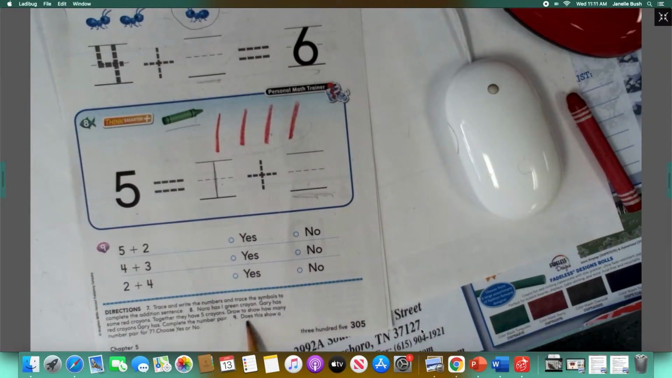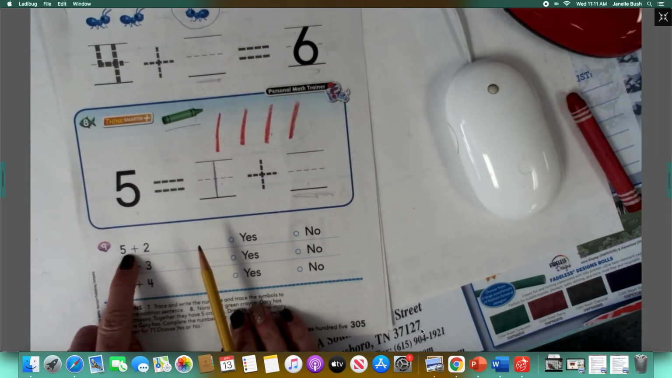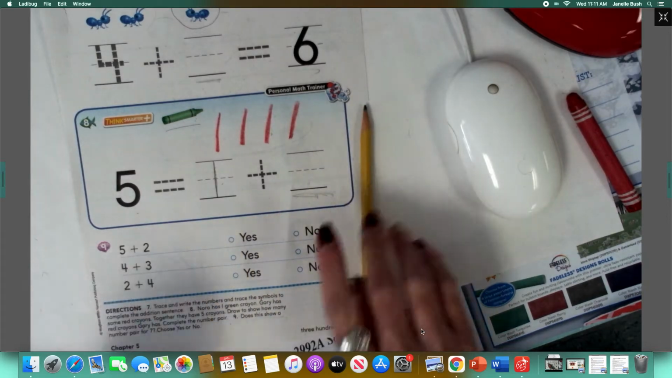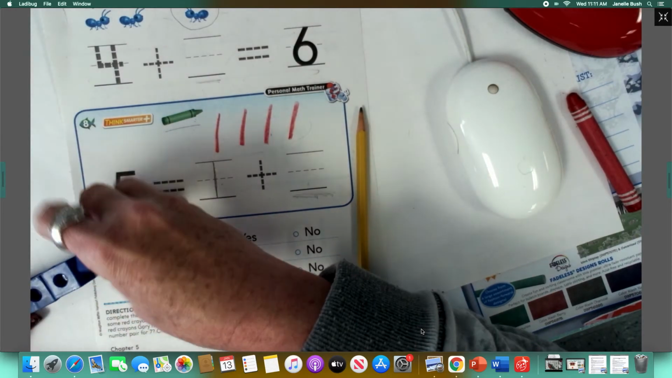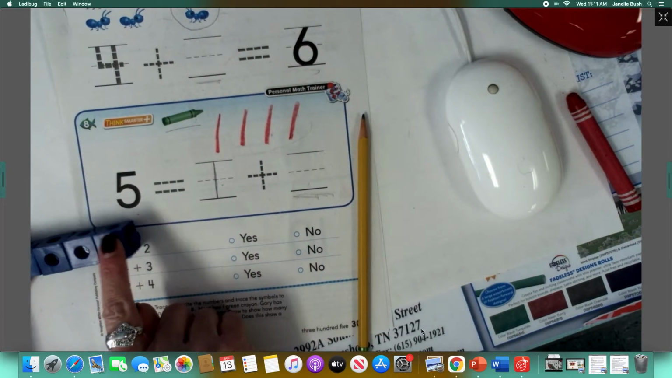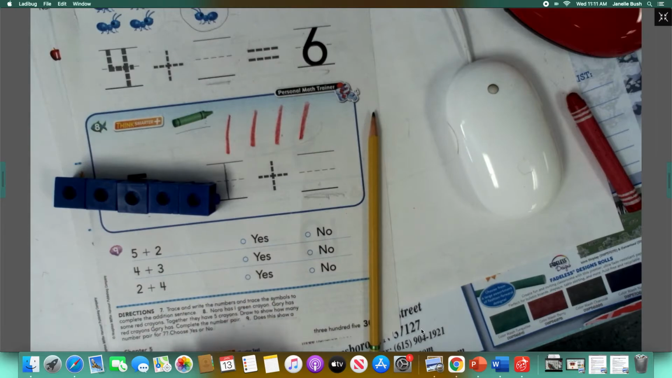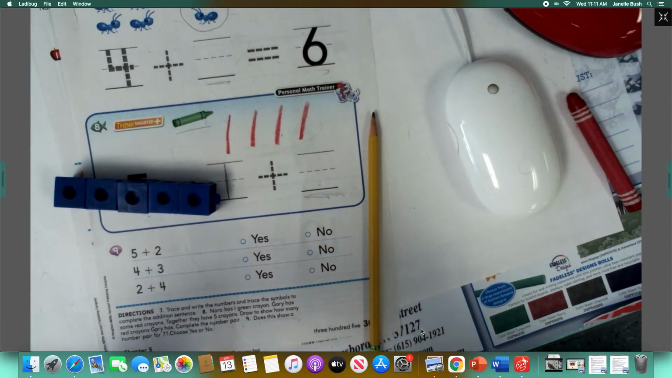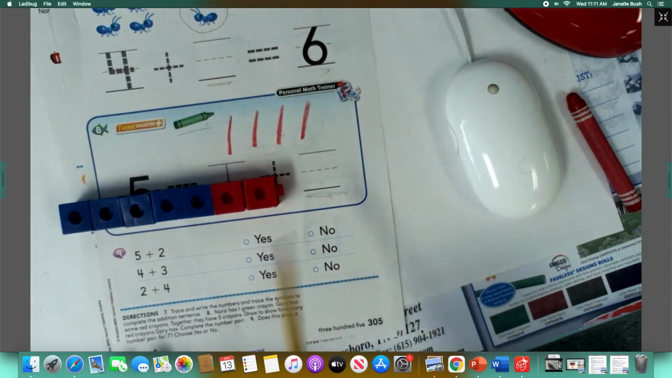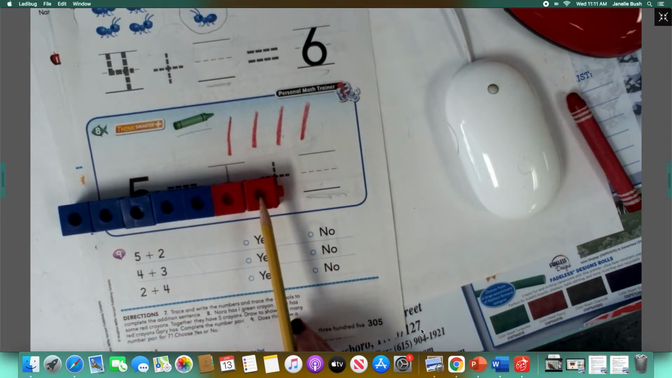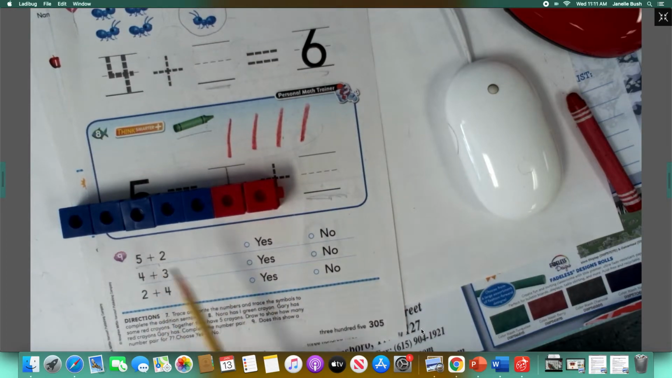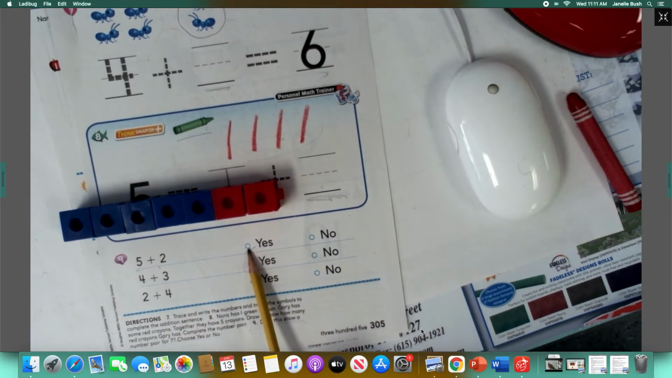So, number 9, does this show a number pair for 7? Choose yes or no. So, we've got 5 plus 2. So, we're going to use our cubes to do these problems down here. So, we have 1, 2, 3, 4, 5 blue cubes plus 2 red. Let's count. 1, 2, 3, 4, 5, 6, 7. Is 5 plus 2 7? If it is, fill in the bubble for yes. If it's not, fill in the bubble for no.